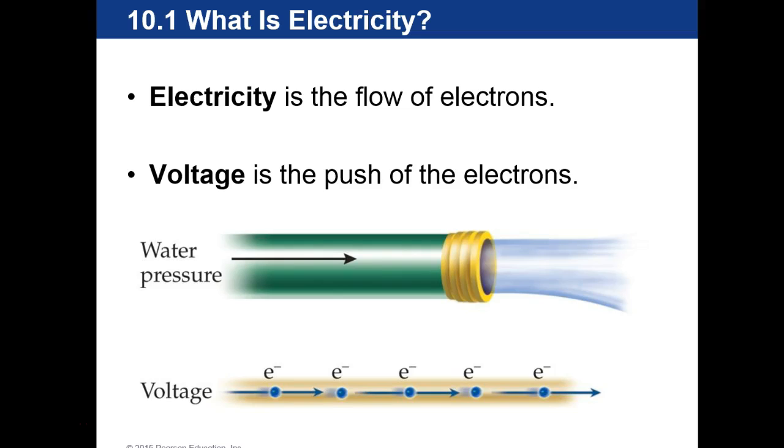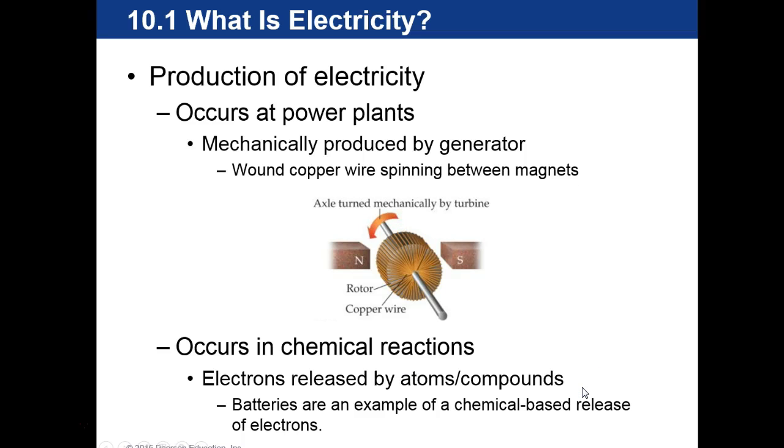Well, electricity is actually the flow of electrons. And voltage is the push of those electrons, kind of like water pressure through a hose. Voltage, as you can see in the bottom here, is just a bunch of electrons in a row. So how does the production of electricity occur?